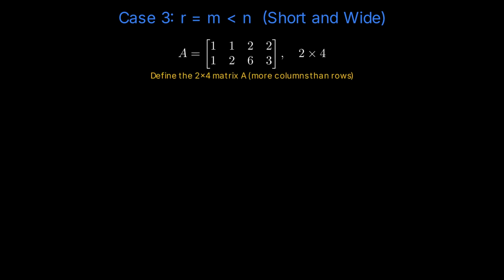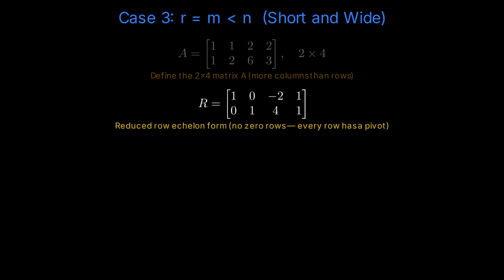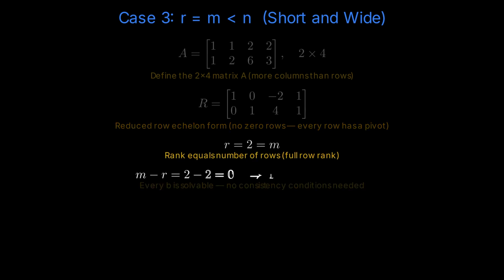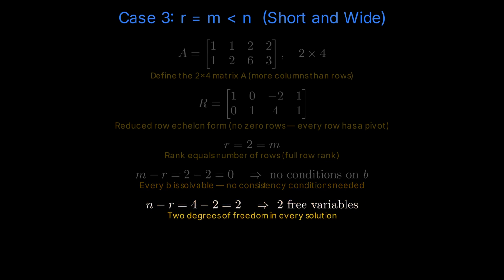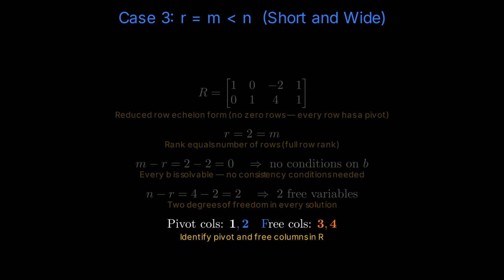Take a 2 by 4 matrix A with rows 1, 1, 2, 2, and 1, 2, 6, 3. This has rank 2. The reduced row echelon form R equals 1, 0, negative 2, 1 in the first row, and 0, 1, 4, 1 in the second row. Notice there are no 0 rows. m minus r equals 2 minus 2 equals 0. That means every b is solvable, and there are no conditions on b. But n minus r equals 4 minus 2 equals 2 free variables. So there will always be extra degrees of freedom. Columns 1 and 2 are pivot columns, while columns 3 and 4 are free columns.